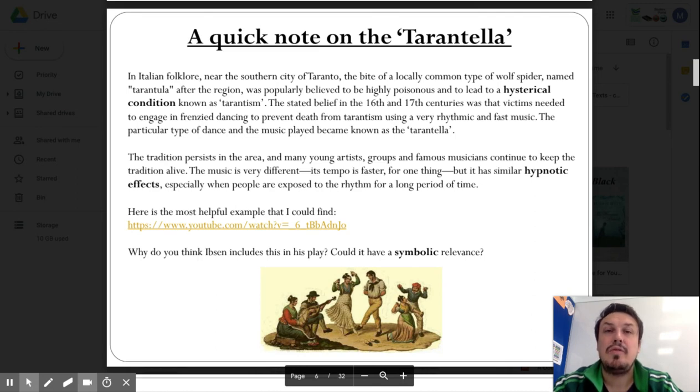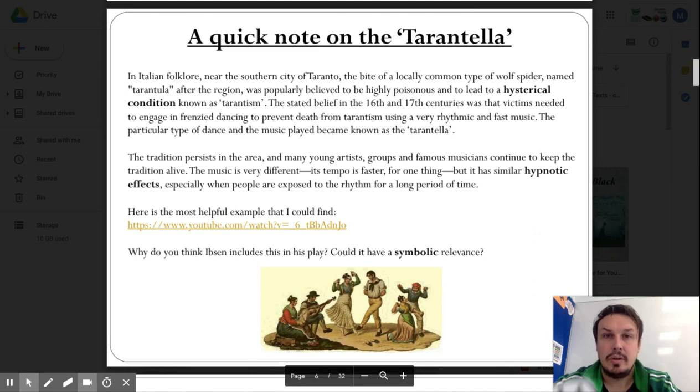Remember this idea that if Nora ceases to perform, she will then come to her symbolic demise. That's an important idea, and the Tarantella is quite important because it also adds to the idea of performativity, to illusion versus reality. This idea of living in a fantasy world is very, very important in Act 3. It's a key theme that's really developed here.